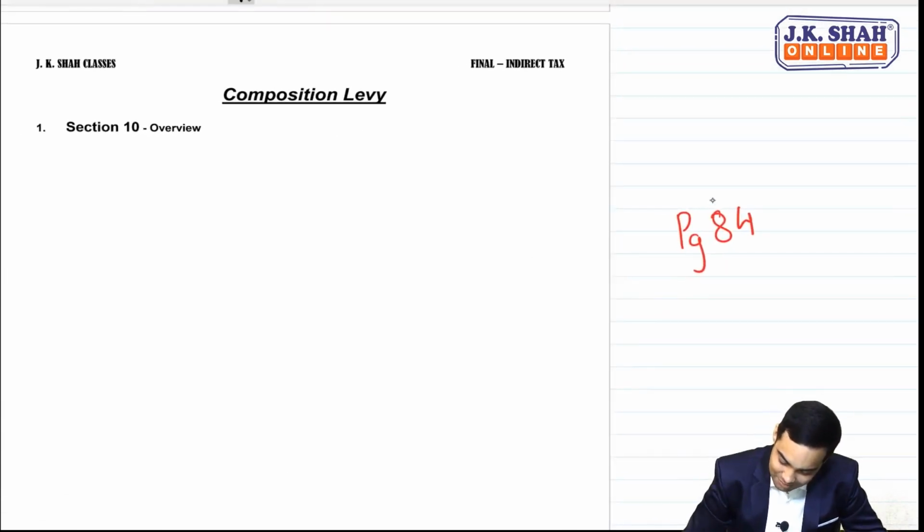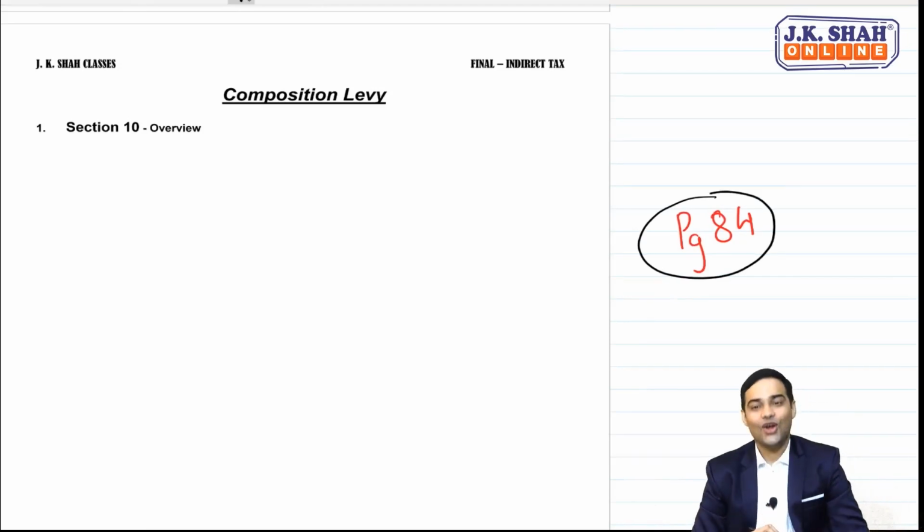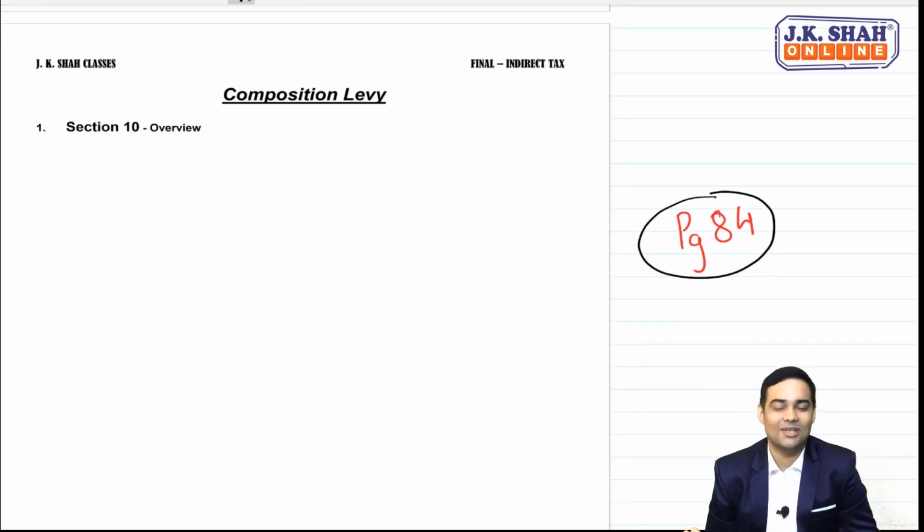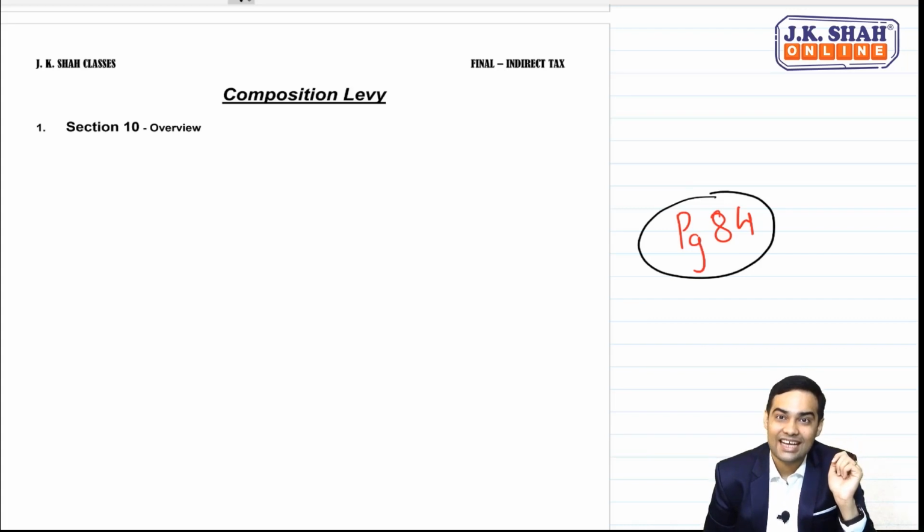Now come to page number 84. Composition levy. People, composition levy was a benefit available to small businesses where they could pay tax at a lower rate on their sales. But obviously there were conditions: he cannot collect tax from customers. He cannot avail the benefit of input tax credit on purchases. He cannot do an interstate supply. He cannot supply through an e-commerce operator required to collect tax.